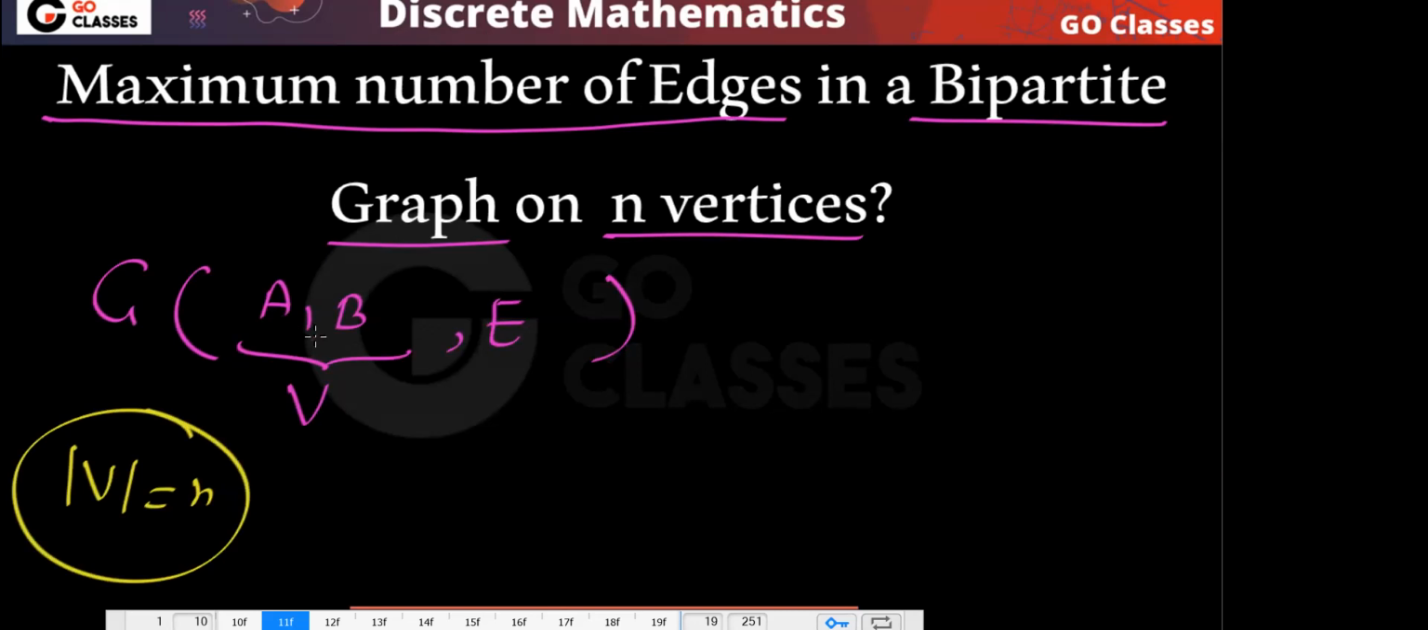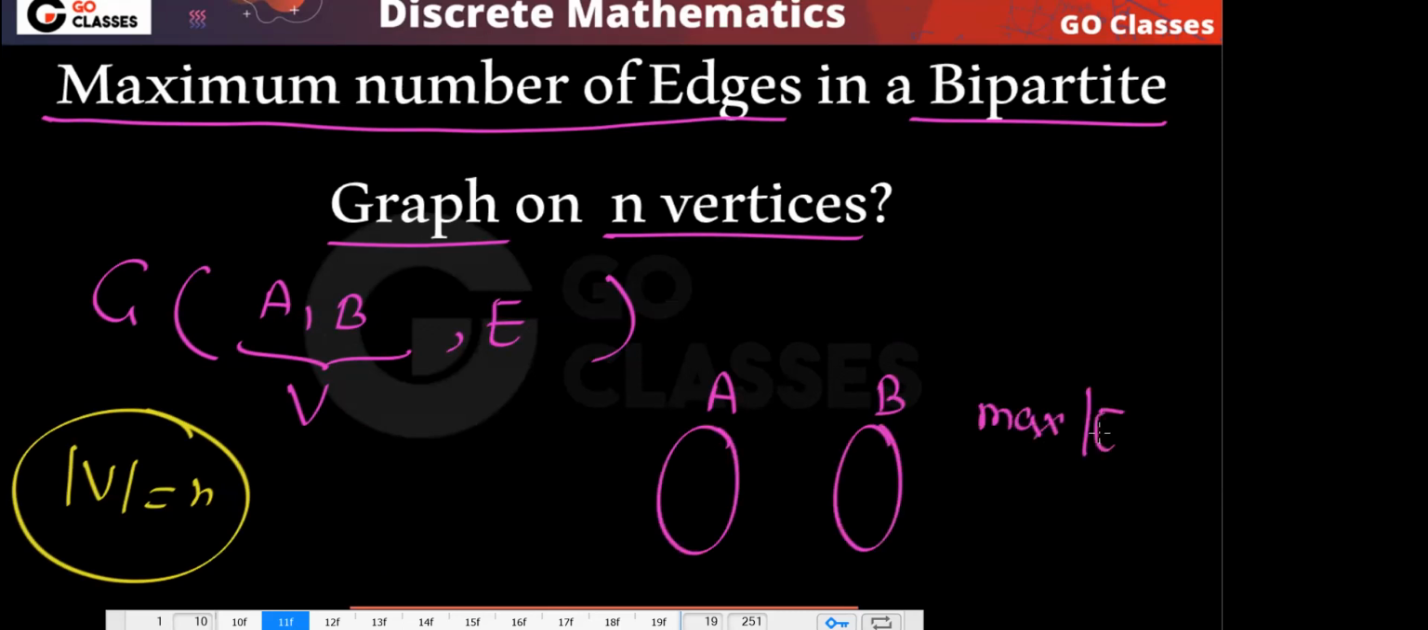We don't know which situation will give us the maximum number of edges. So what we have to do, you know that if you have A and you have B, then what is the maximum number of edges? That will be the number of vertices in A multiplied by the number of vertices in B. Yes or no? This will be the maximum number of edges if A is this, B is this. We don't know how many vertices are in A, how many vertices are in B.